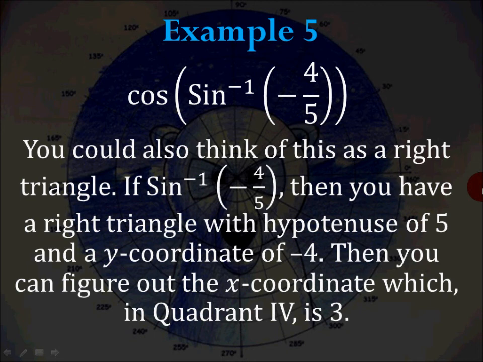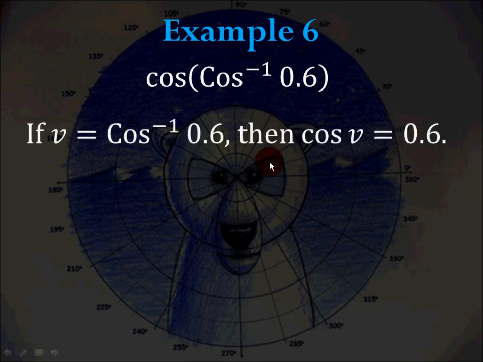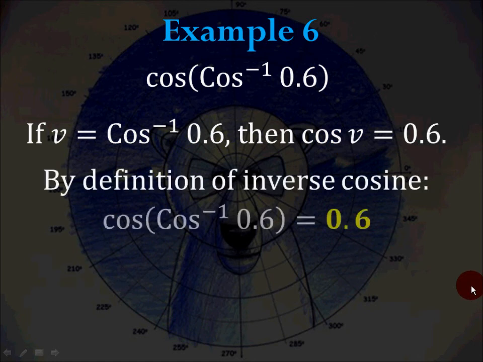Number 6, the cosine of the inverse cosine of 0.6. So let's again call v, the part in the parentheses, the inverse cosine of 0.6. We can rewrite that such that the cosine of v is 0.6. All we're doing is rearranging the parts of this equation. Cosine of v is 0.6. Well, that's what we're solving for because this part in here we have called v, and we just showed that the cosine of v is 0.6. So by the definition of inverse cosine, the cosine of the inverse cosine of 0.6 has to be 0.6.